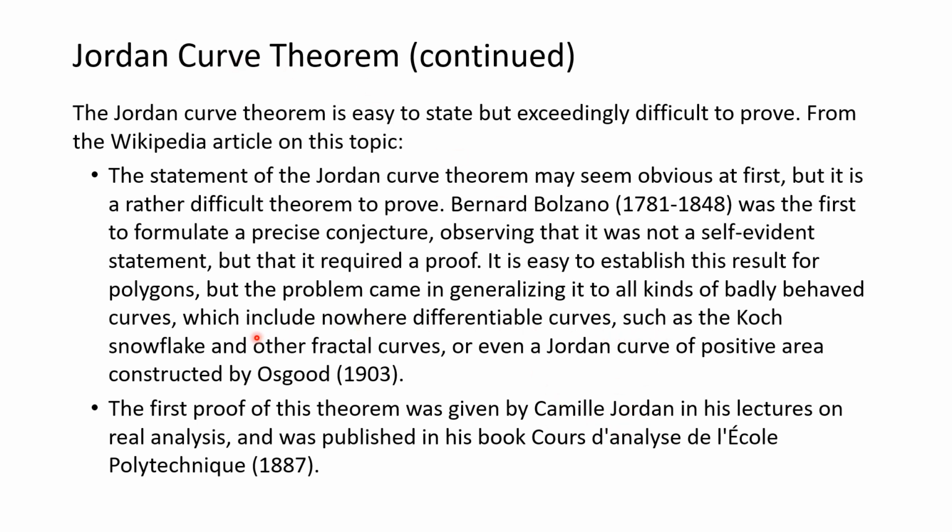I also mentioned here a rather interesting fact. There's something called an Osgood curve invented by Osgood in 1903, which presents some problems in terms of the Jordan curve theorem. I mean, the theorem is still true, but the curve itself has positive area. If you're interested in this, there's actually a Wikipedia article on the Osgood curve. You might want to look into that. It's rather interesting to see the curve that's non-intersecting but has positive area and does define an interior and an exterior as stipulated in the Jordan curve theorem.